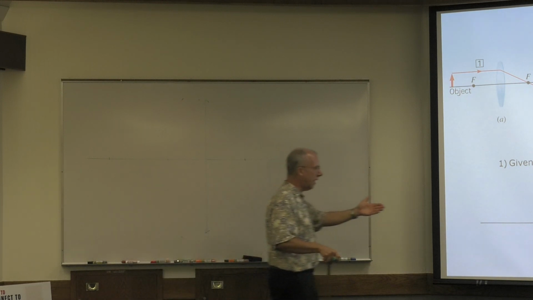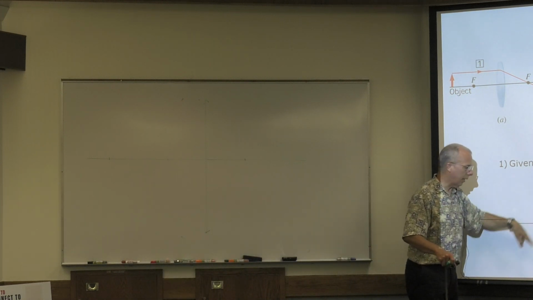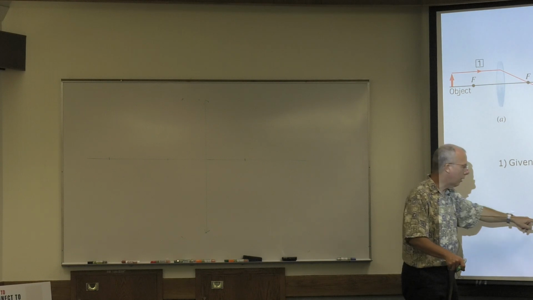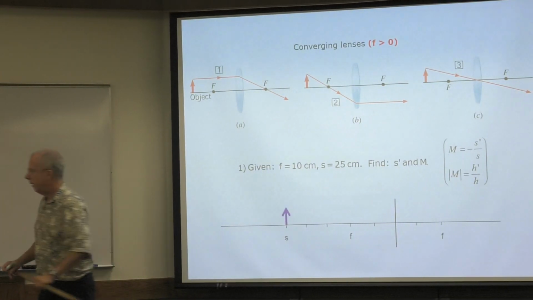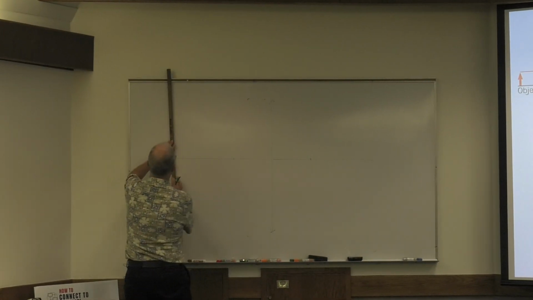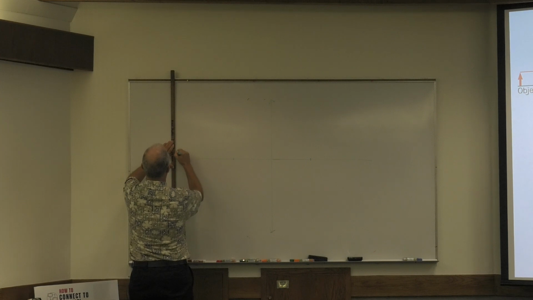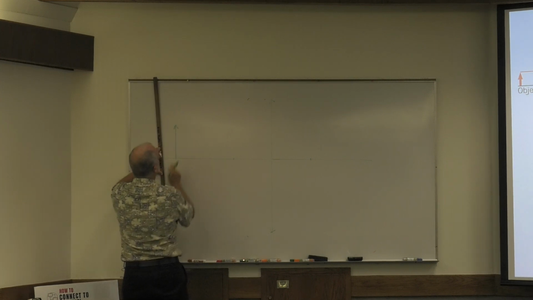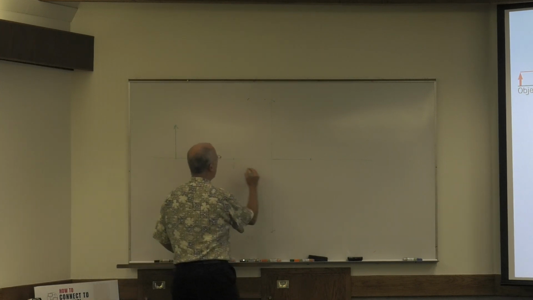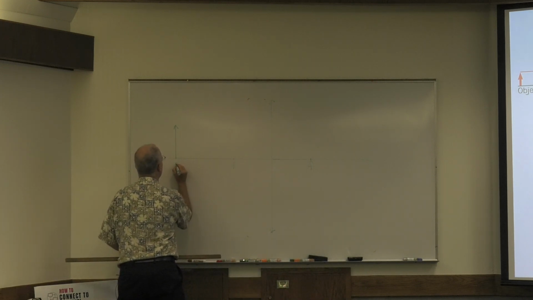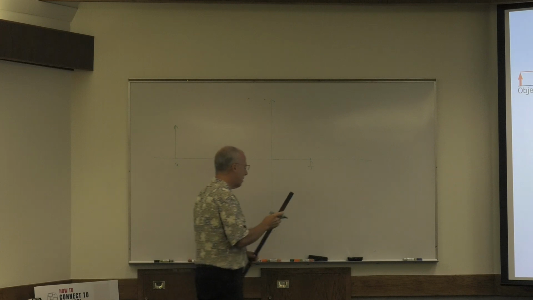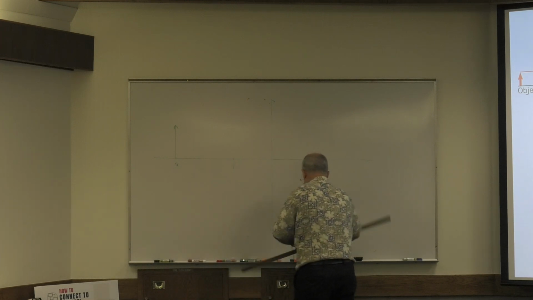Now notice they didn't tell us the height, so you can just draw that however you want. But generally speaking, you want to draw it high or somewhat high, just so you can see what's going on. All right, so let's label it. There's a focal point. That's a focal point. That's your object, so that's S. What we want to find is the image.